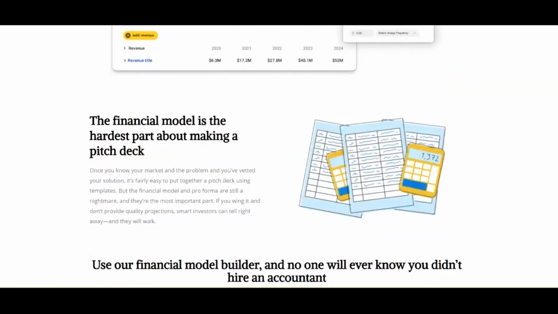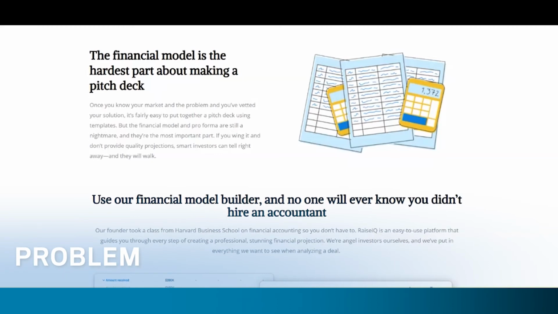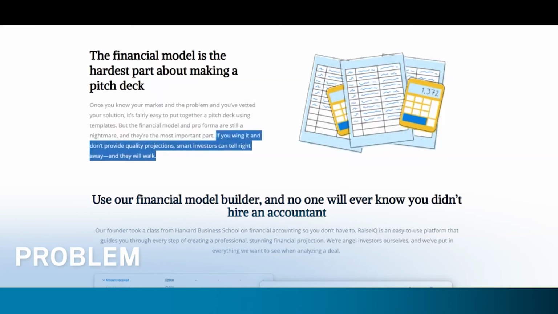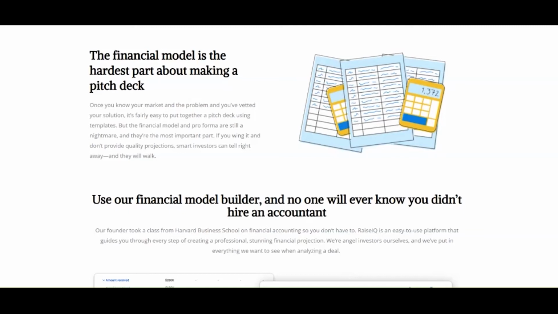Yeah. So you were just talking about what's at stake, that the stakes are actually pretty high. And so I think that is a nice segue into the next section, which looks to be a problem section. You're defining the problem here. Something that I really like about this section is what you just touched on: if you wing it and you don't provide quality projections, smart investors can tell right away and they will walk. So it's this idea of, what is the cost of not taking action? If you don't do this, this is going to be the cost and the result.